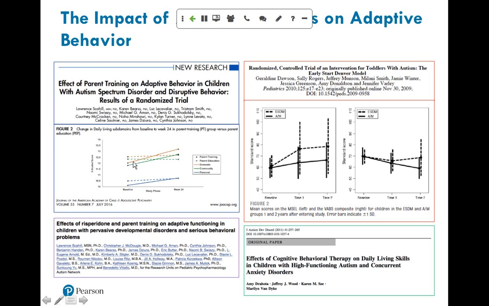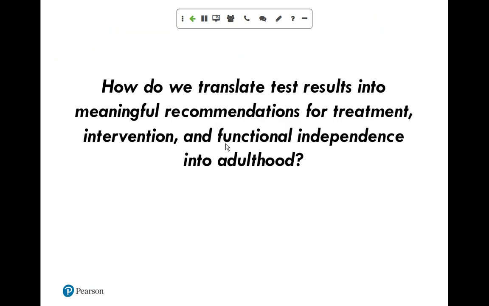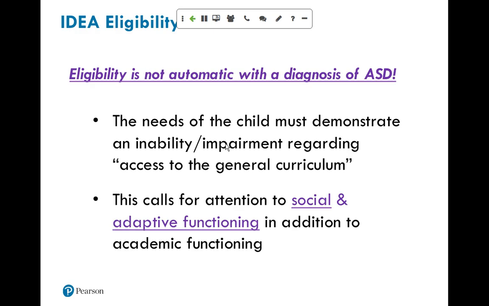And so you can see here the solid lines, if you can see that, are the treatment group, and the dotted lines are the control group, so the treatment group did significantly increase in adaptive behavior skills over that 16 weeks, and even again at the follow-up later. So this just shows that in a very short amount of time, you can modify adaptive behavior. So with that, I just want to talk about how we translate the test results into meaningful recommendations for treatment and intervention that can go forward to adult and good outcomes.